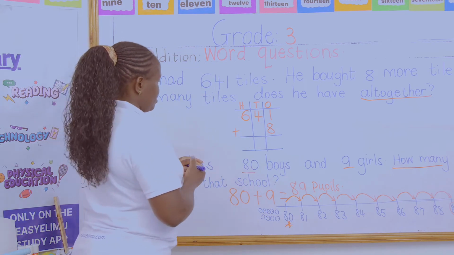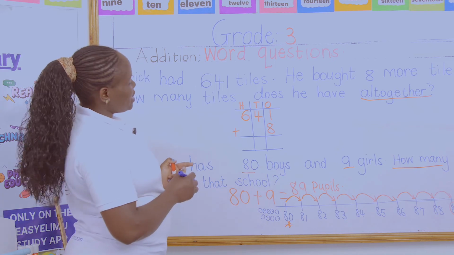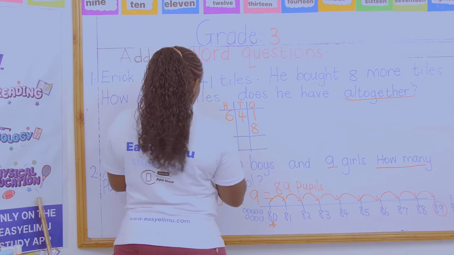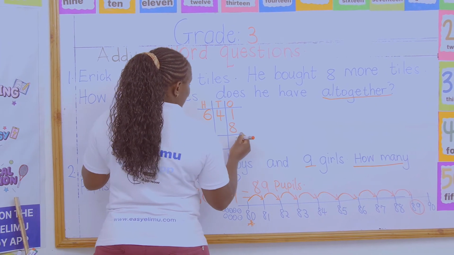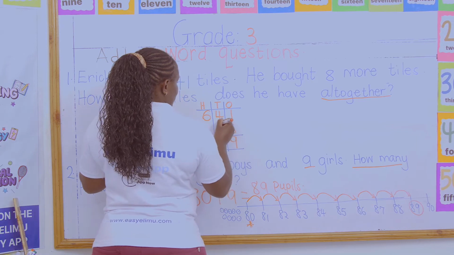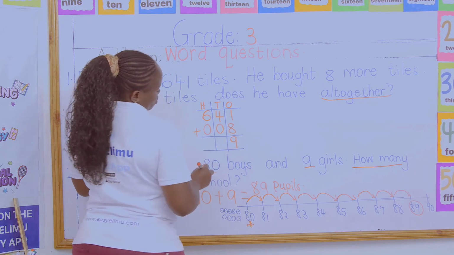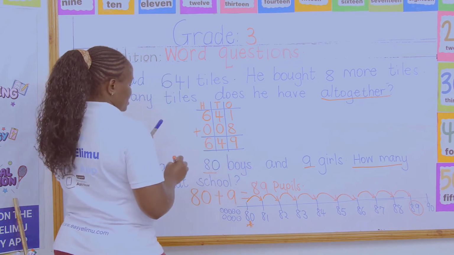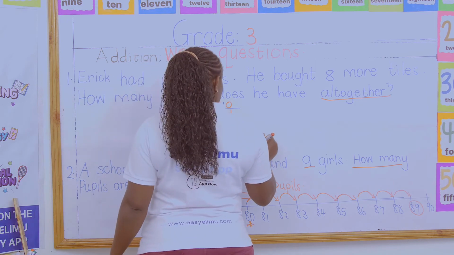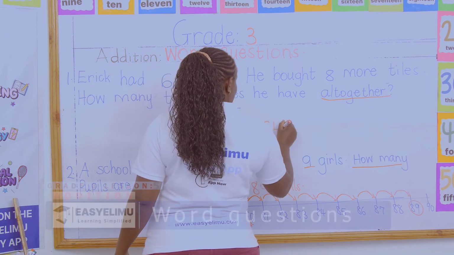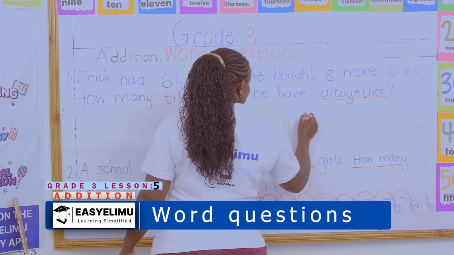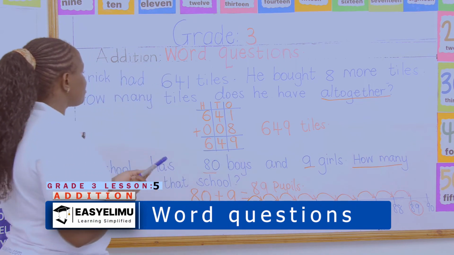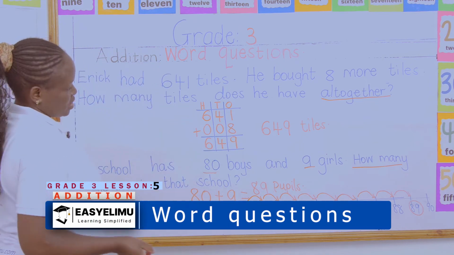We can decide to use the big number in the head, which is 8. 8 plus 1 is 9. What about 4? We said before that any number plus a 0 is that number. So how many tiles does Eric have? Eric has 849 tiles all together. And you can use the same examples for any other questions you like.